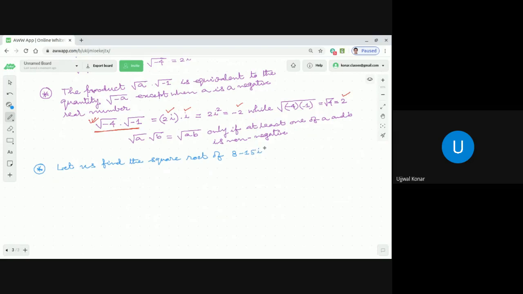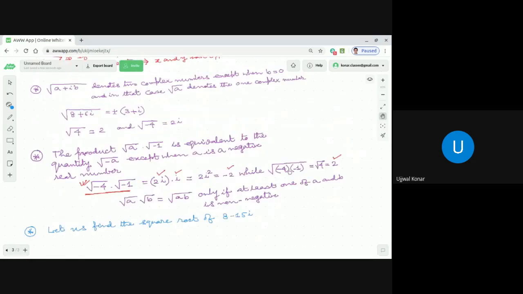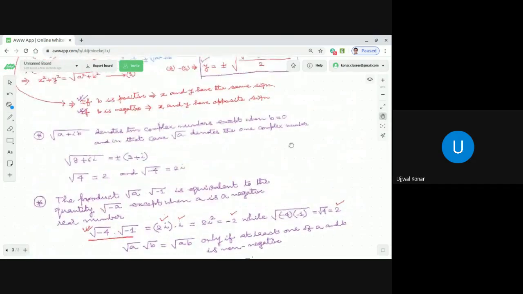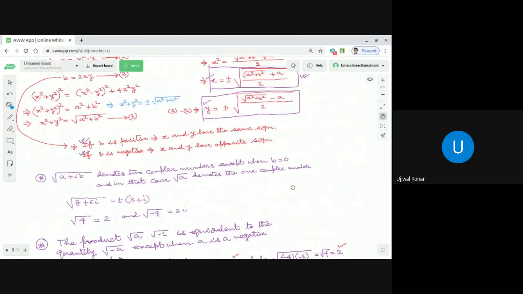Okay, now if you recall this formula, the square root of 8 minus 15i, what we know, x is equal to plus minus square root of (square root of a square plus b square plus a) by 2, correct or not? So let us write it.